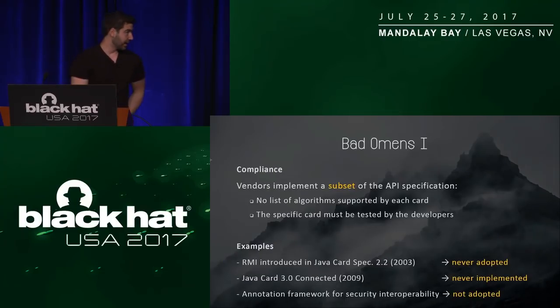So what happened? All those things are very nice in theory, but in practice, this is not what's happening. The problem is that vendors don't necessarily implement the full specification. What they do instead is pick a subset of the functions and algorithms listed there and implement that. This means that there is no list of algorithms supported by each card. A card says, I comply with specification 3.0.1, and then you don't really know which subset of 3.0.1 is in there. So as a developer you actually have to buy the card and check by yourself which algorithms, functions and constants are there.